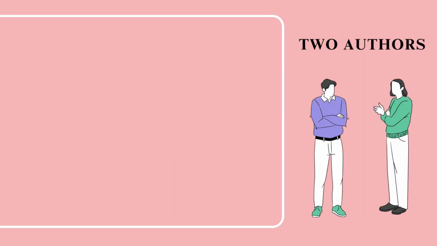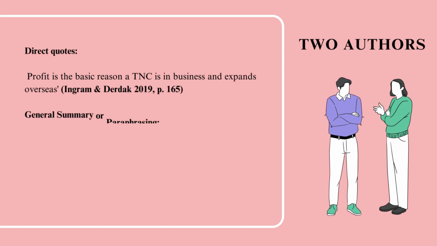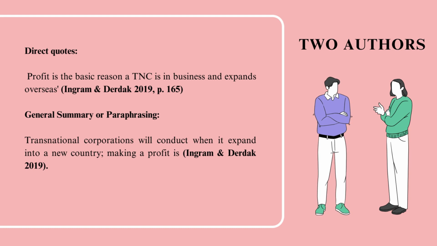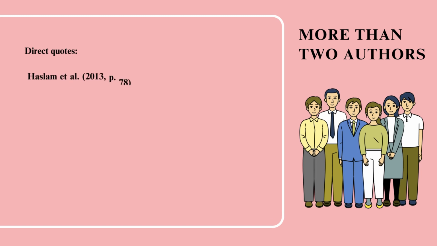In the case of two authors, here in direct quote, the both author's last name with ampersand in between will be written at the end of sentence, followed by year, page number. In paraphrasing, it will be at the end of sentence with both author's last name with ampersand in between and year in brackets.